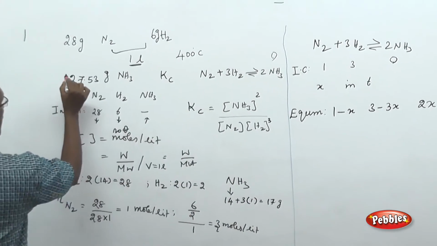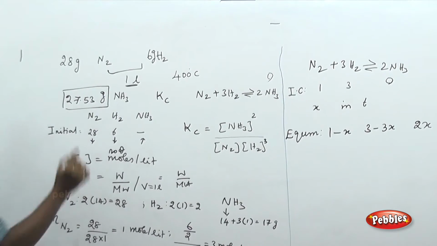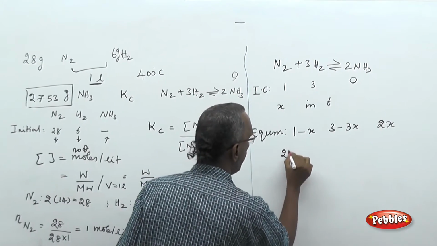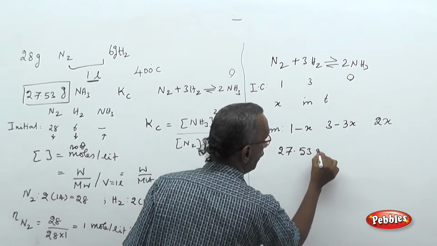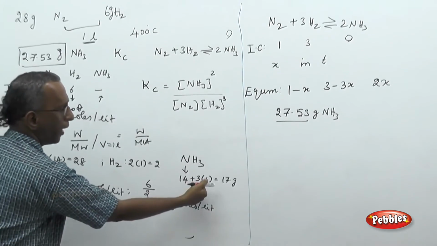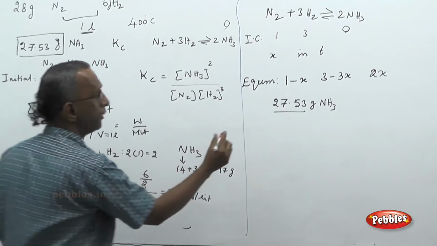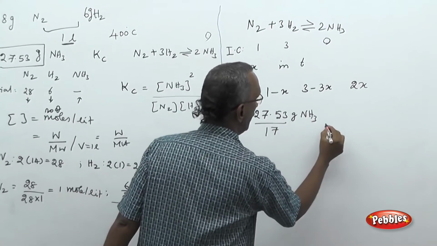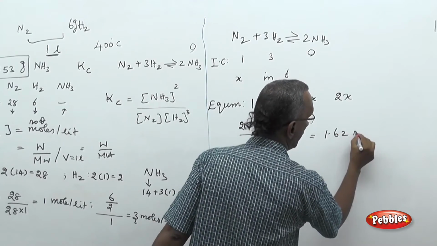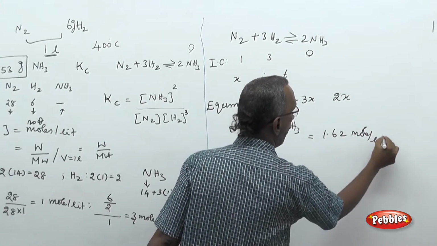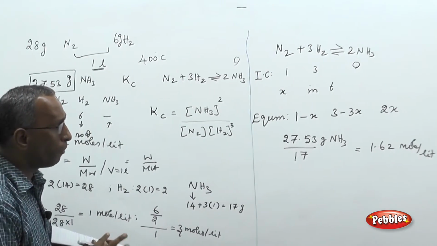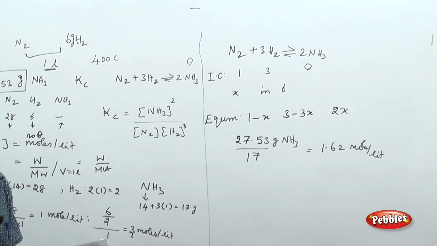But here in the sum, the amount of ammonia is also given. 27.53 gram of ammonia is said to have formed. Its molecular weight we have calculated as 17: 14 plus 3, 17. So this is the value. This is 1.62 mole per liter. It is a 1 liter vessel only. So the number of moles of ammonia formed is 1.62 moles.